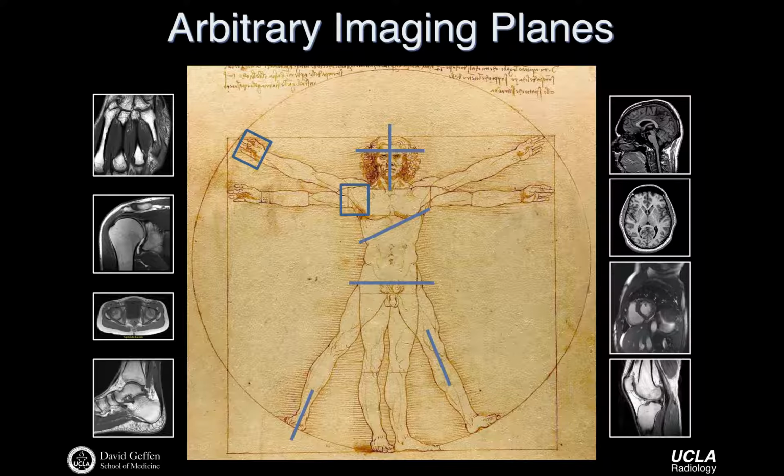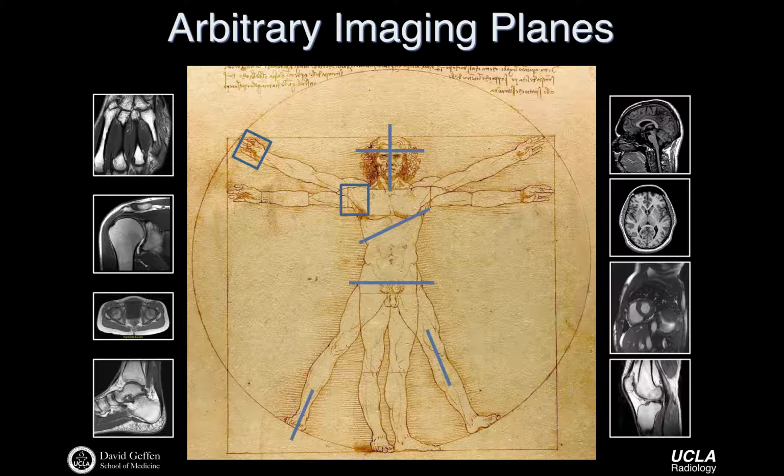Another great feature of MR is the ability to get arbitrary imaging planes. It's not obvious that that's a feature of MR, that you could naturally do that, but it is a fact that we'll explore when we get into the concepts of spatial encoding. All I want you to recognize for now is that it's trivial for us to get images of the head in the sagittal, axial, or coronal orientation. We can arbitrarily choose the plane that we're going to excite in the person.